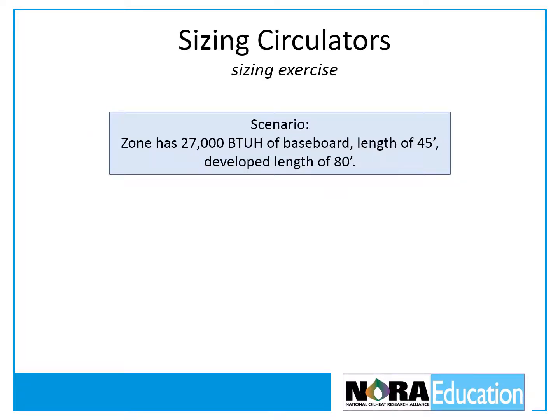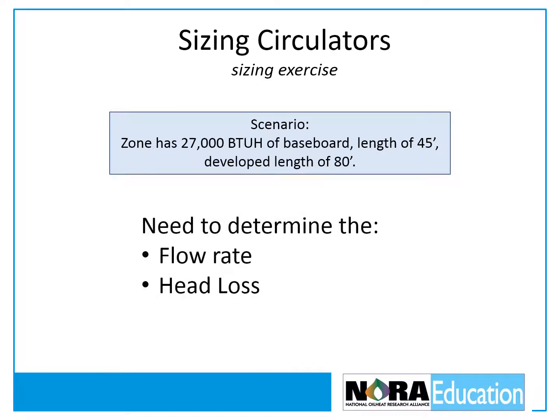Let's do a sizing circulator scenario exercise. So first, in this scenario, our zone has 27,000 BTU per hour of baseboard, a length of 45 feet, and a developed length of 80 feet. So we need to determine the flow rate and the head loss.